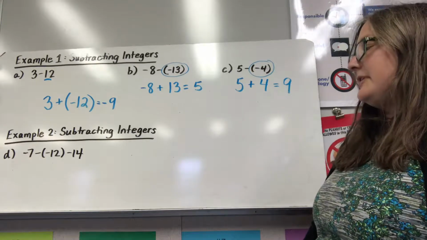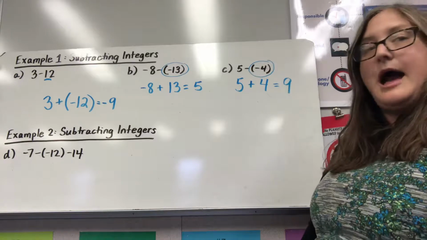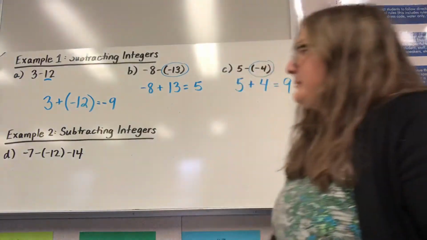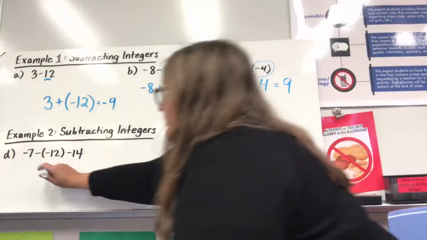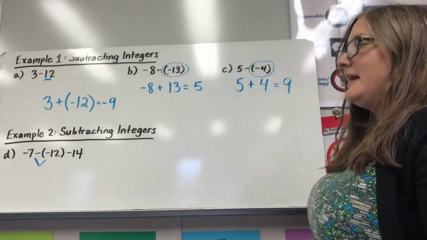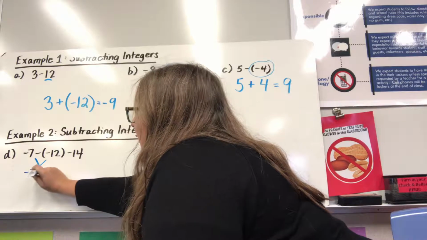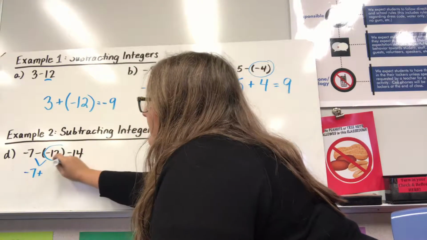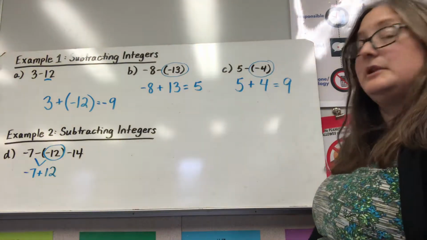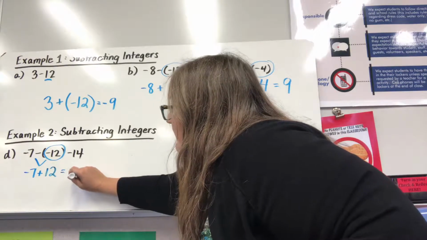I'm going to do the same thing if I have more than one number I'm being asked to subtract. I'm going to break it down and do one problem at a time. So when I see this problem, I'm initially going to do this part. So I've got -7 minus -12. So that's going to be -7, and I'm going to do the opposite here of -12, which is 12. So -7 plus 12 gives me 5.